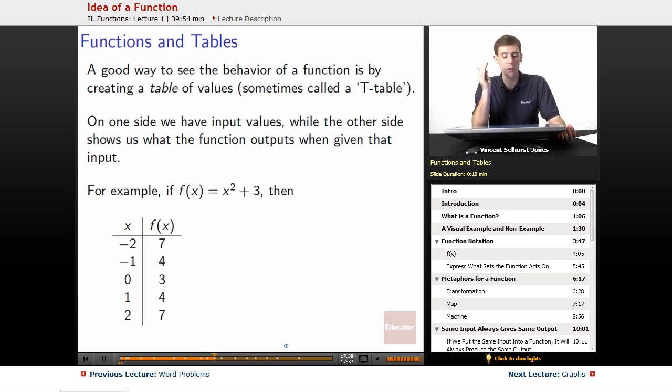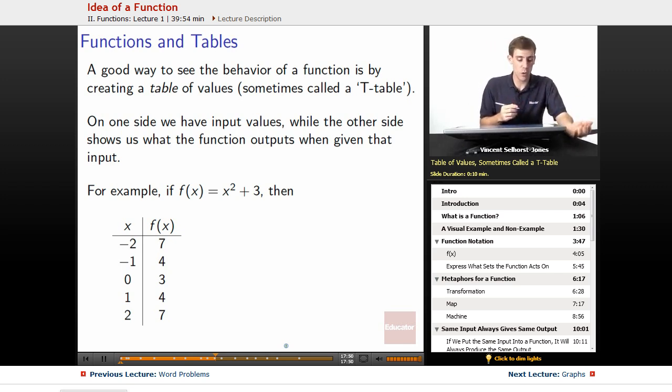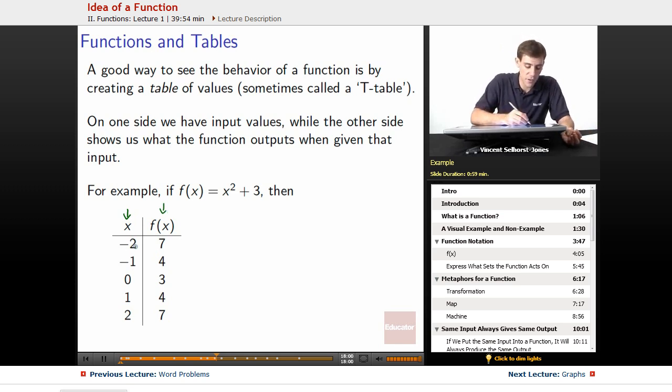A good way to see the behavior of a function is by creating a table of values. Sometimes we call it a t-table because it has the shape of a t, right? On one side, we have input values, while the other side shows us what the function outputs when given that input. So normally, the left side will be our input value, and the right side will be our output value. So for example, if f of x equals x squared plus 3, then we can spit out a bunch of values for it. So if we want to figure out what happens to f of negative 2, we just follow the normal thing. f of negative 2, so we plug it in, negative 2 squared plus 3, so we get 4 plus 3, we get 7, and that 7 shows up here.